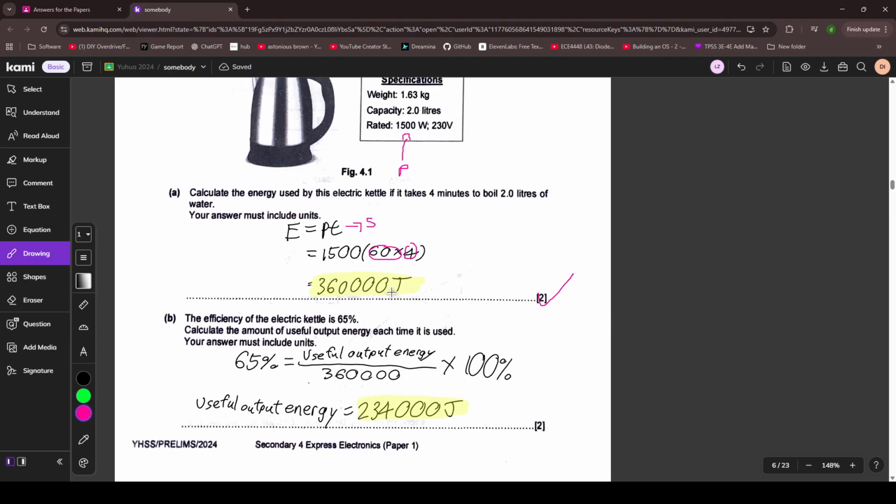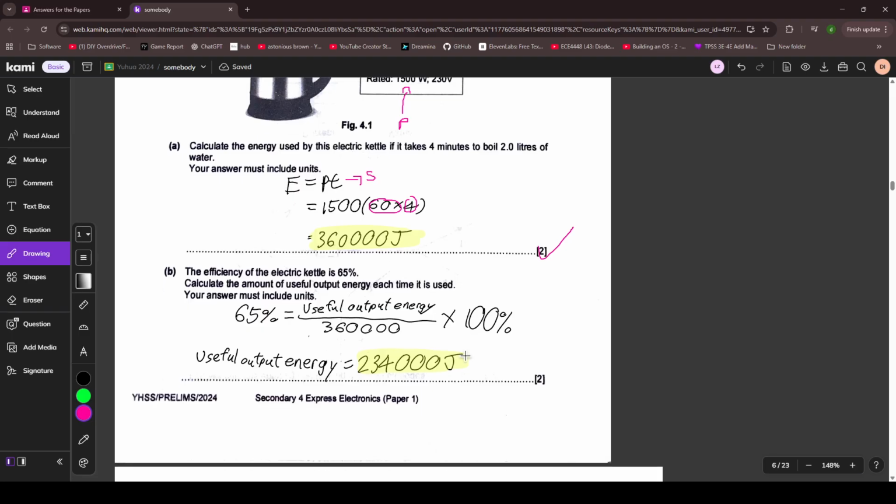The efficiency of the electric kettle is 65%. Calculate the amount of useful output energy. So 65% equals to, ooh. Okay, I have a few issues with your working here.